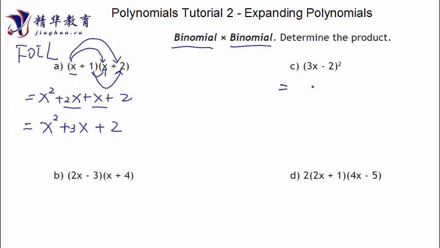I see so many students doing these problems. I have said so many times, some students just don't learn, so I'll say it one more time. Absolutely, absolutely do not do this: (3x minus 2) squared equals 9x squared minus 4.